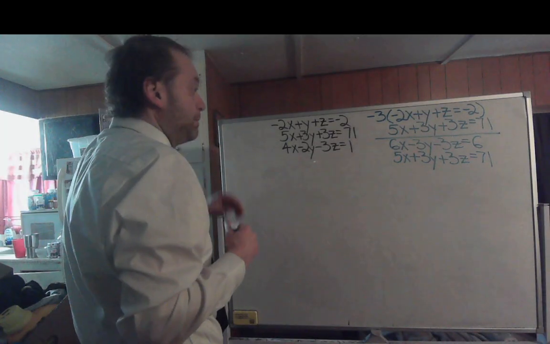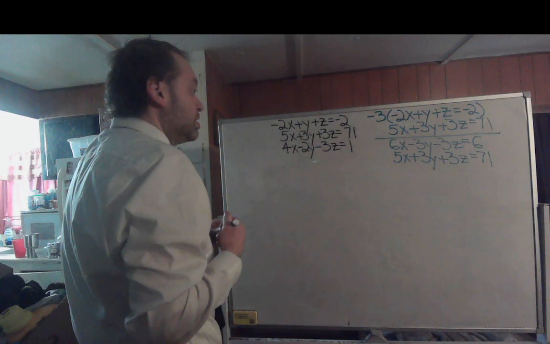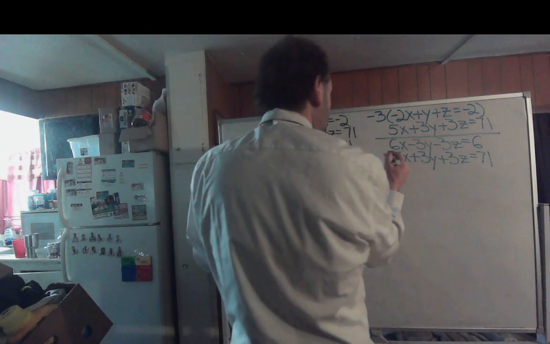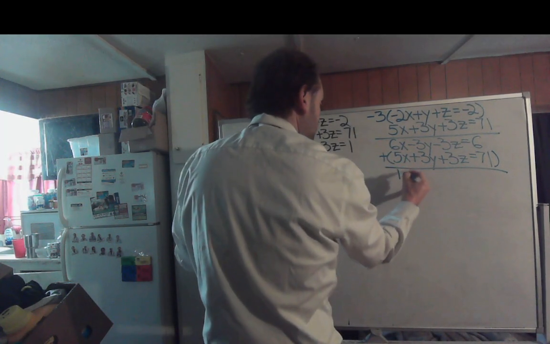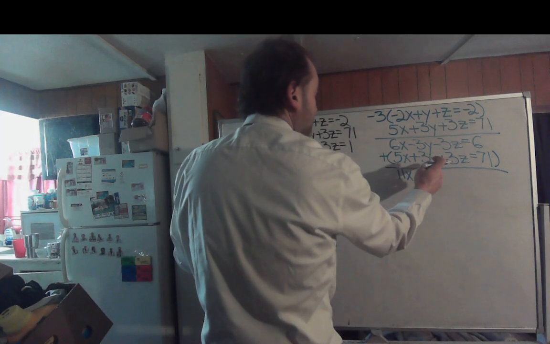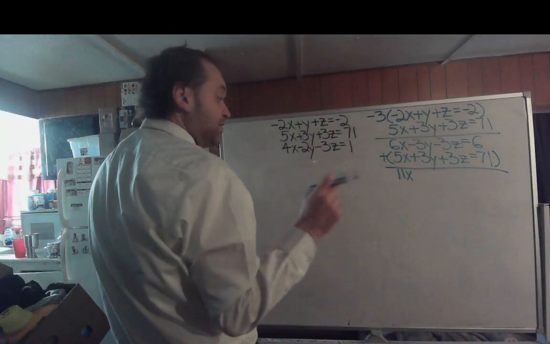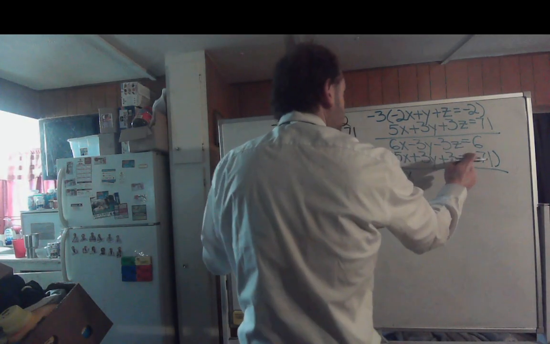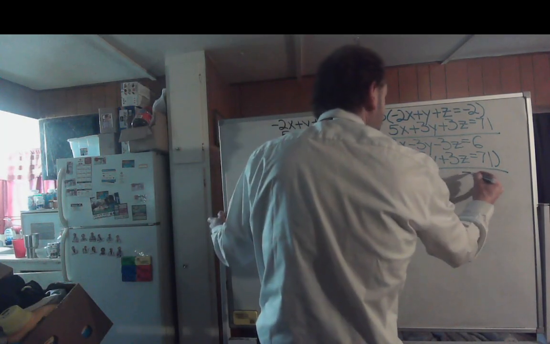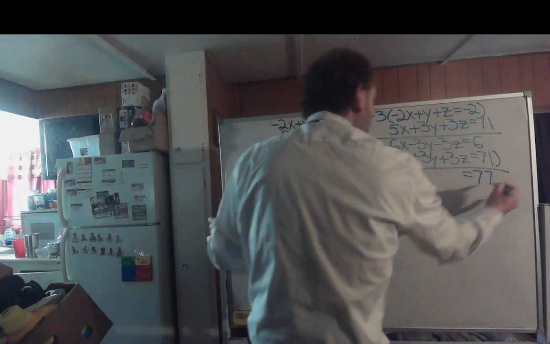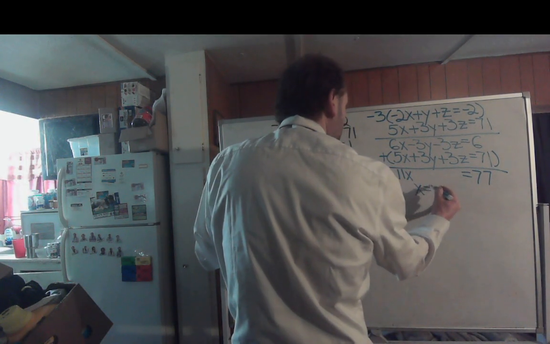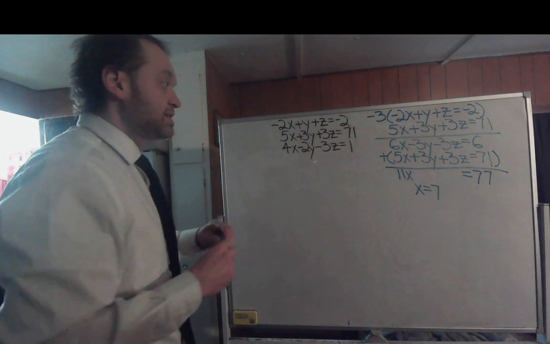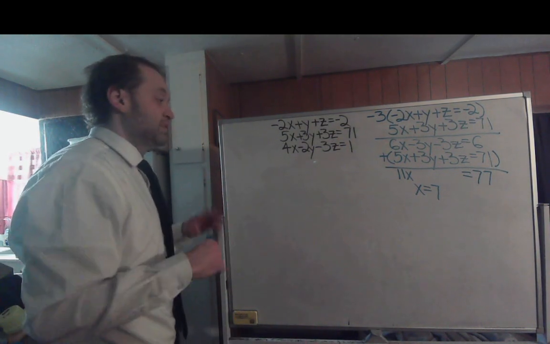All right, well, what you're going to end up having here, if you add these, you're definitely going to eliminate the z variable. So 6x plus 5x is 11x. Negative 3y plus 3y, the y actually disappears. We inadvertently did that. Negative 3z plus 3z, well, the z disappears. We just add 6 plus 71 would give you 77. Well, that's going to give you an x value of 7, of course. We already solved for x. And that's okay. You will have that sometimes.